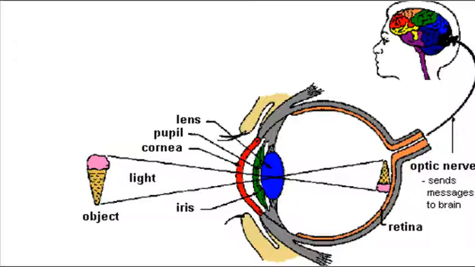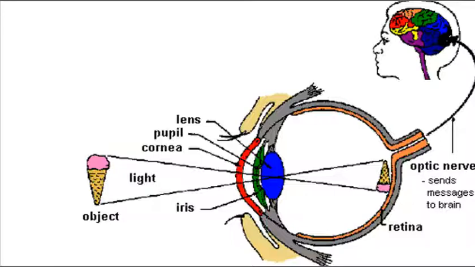Okay, so if light travels in straight lines, which we know is true about light, then the light reflecting off this ice cream cone is going to reflect off like this, like this, like this, in straight lines, and then straight in all other directions.